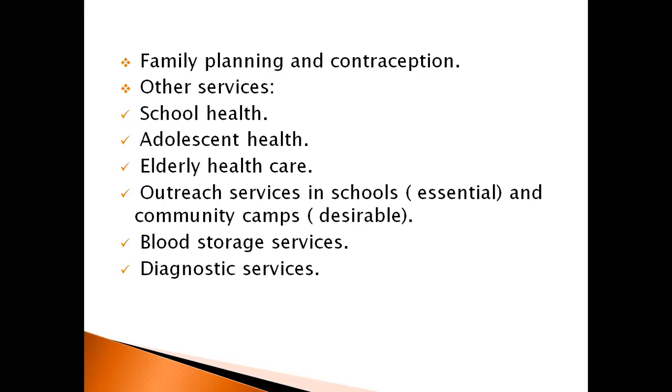Then elderly healthcare. An elderly individual can come to the community health center. If needed, they will do the health checkup, and they will also provide any specific treatment that they need, be it hypertension or anything related to diabetes mellitus. All of that will be done in the community health center. Outreach services in schools is essential, that means this needs to be done. Like I've already given the example, some personnel from the subcenter or the CHCs might go to some school and do some form of health screening.